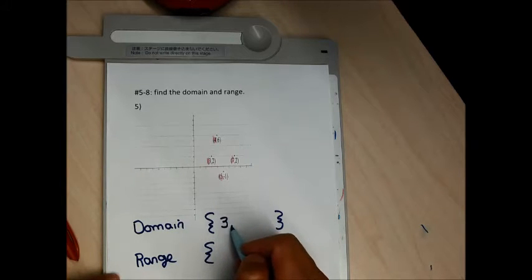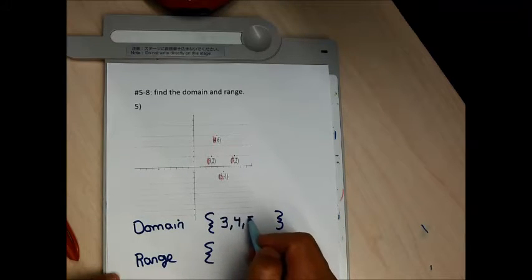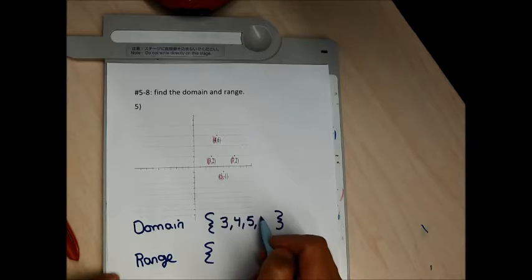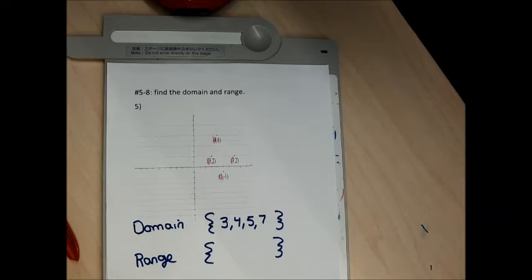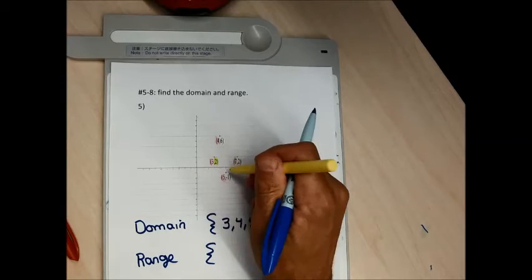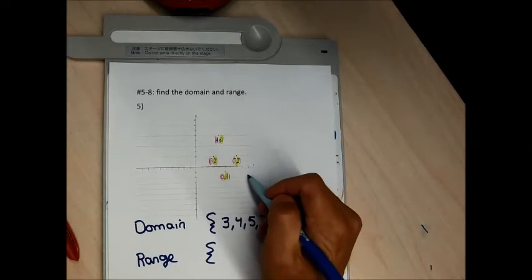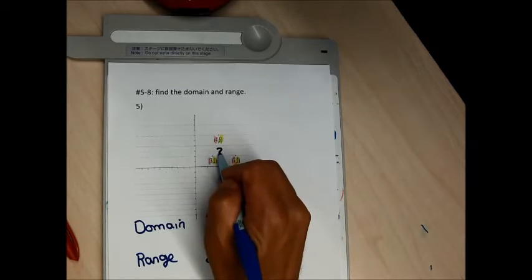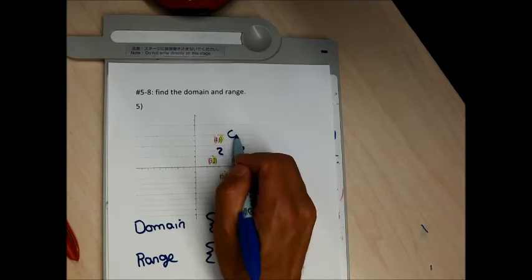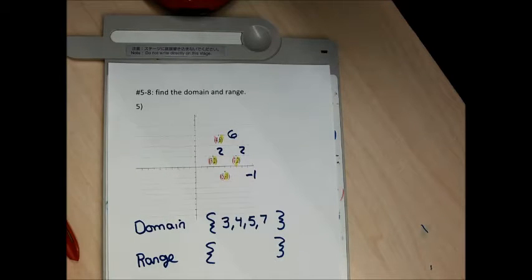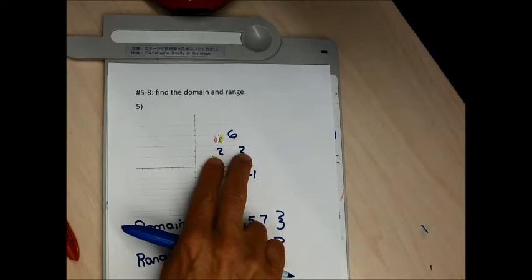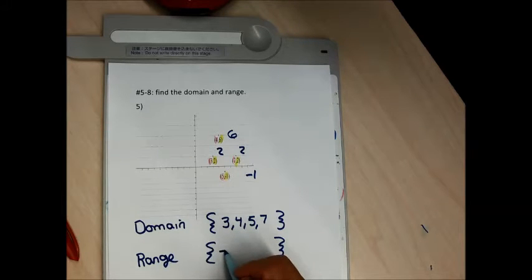You don't have to write them in ascending order. You could even write them in a scrambled order. You could say 4, 5, 3, and 7 if you care to. The range from a graph when you have a series of disconnected points are the individual y's. And the individual y's here are negative 1, 2, 2, and 6. When I go to write the range, I'm only going to write 2 once, even though there's 2 points that have a 2. And I'm just going to put the numbers negative 1, 2, and 6 inside some set braces.